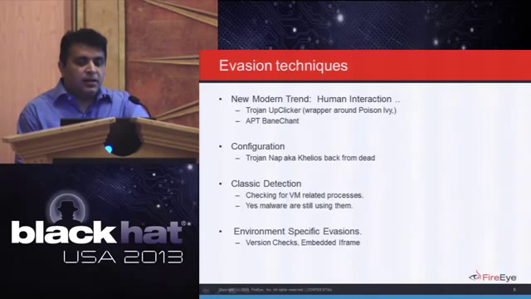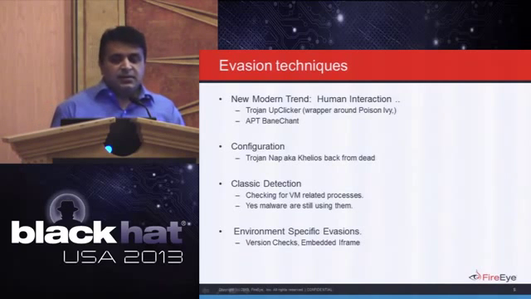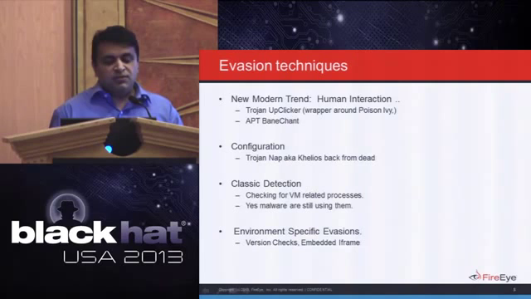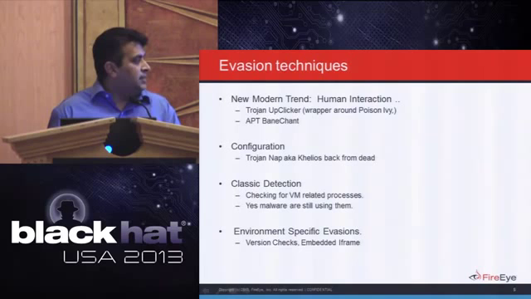We have broadly classified the evasion techniques into 4 parts. In the first part, we have evasion techniques which make use of human interaction. In the second part, we have evasion techniques which make use of configuration issues. Then we talk about the classic techniques. These classic techniques have been discussed in the information security space, but we still see a considerable amount of samples which still make use of them. And last but not the least, we have environment-specific evasion techniques.